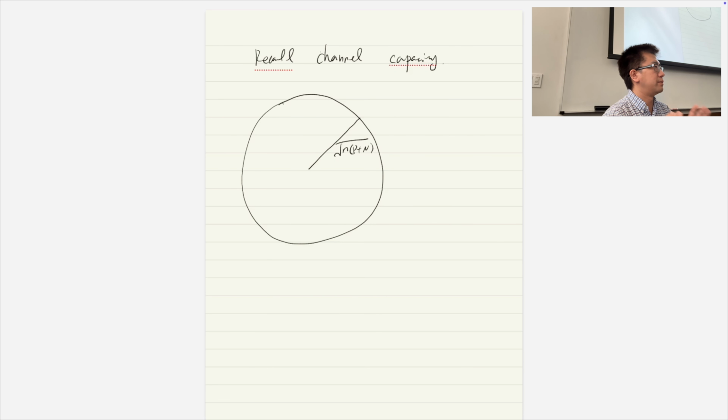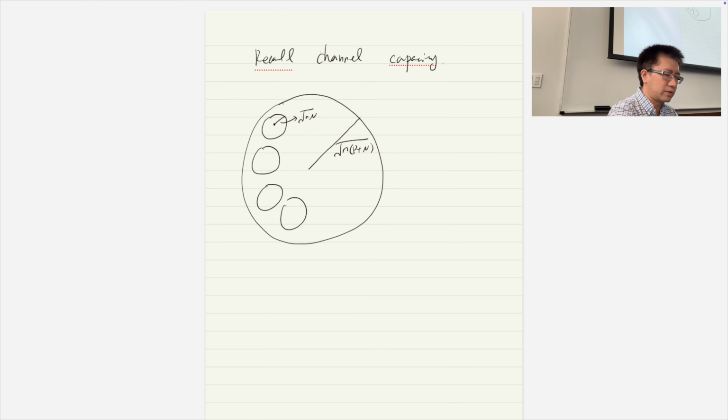And now we need to do sphere packing. For every transmit signal, we need to fit a sphere here. The radius of each one is square root of n times the noise, not np, n times the noise. Because every code word here can spread a little bit, and then we have a bunch of them everywhere.